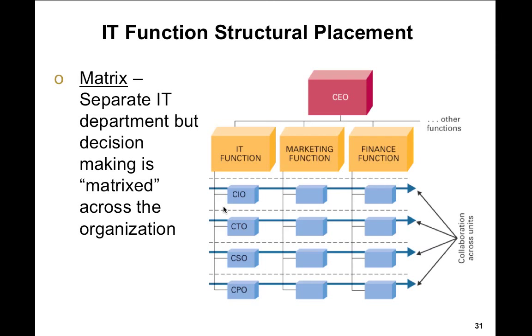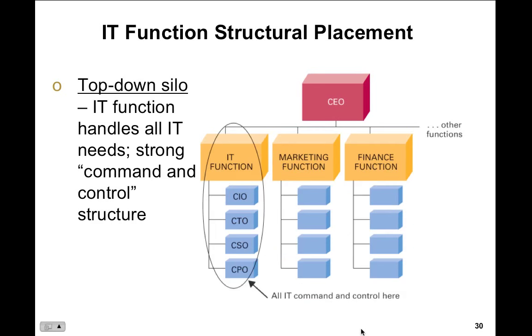So here's the IT functional structural placement with a matrix. Instead of a top-down hierarchical view, we're looking at a matrix where we've got a function for IT that runs throughout and crosses over with marketing and finance and sales. This graph is not showing all of the different departments, it's just a sampling. So we have a separate IT department, but the decisions are made in a matrix, cross-organization kind of function. Here, what we have are the decisions being made as IT functions from the IT line, so they're making all the decisions for everybody else. They're not really involving everybody else.